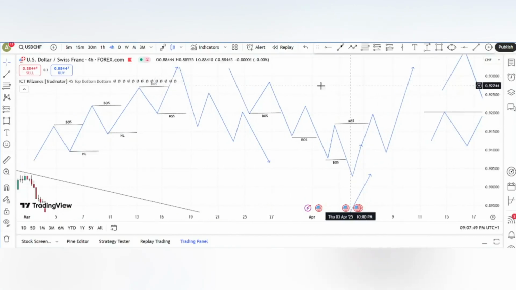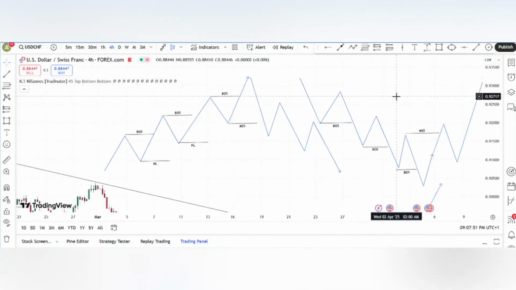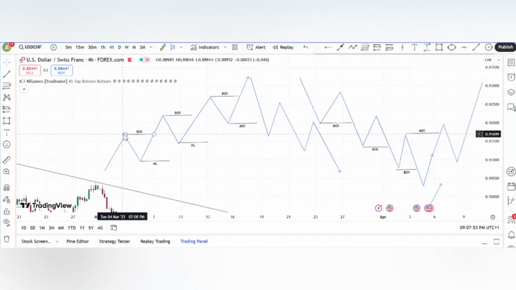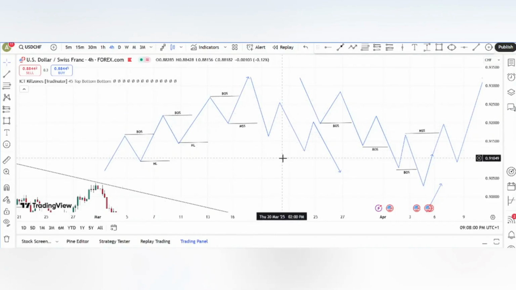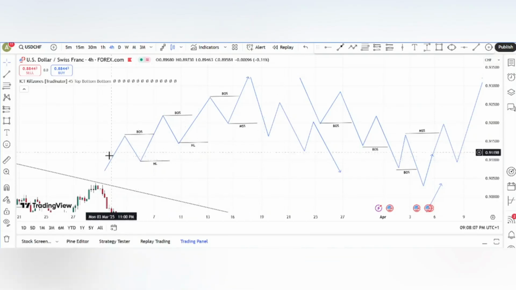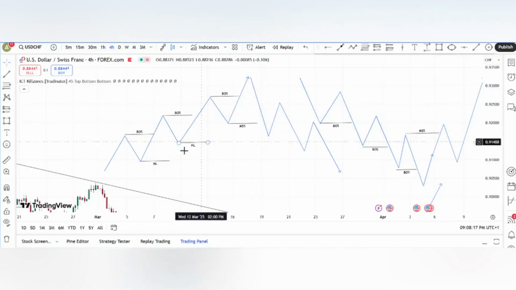The next concept we'll be looking at is market structure shift. Take note of break of structure. This is break of structure, break of structure, break of structure. So what is market structure shift? Market structure shift is the change in the delivery of the market structure. In this flow, the market was forming higher highs and higher lows, but then you see a break of structure. But this break of structure is to the downside, invalidating the trend that was already ongoing.